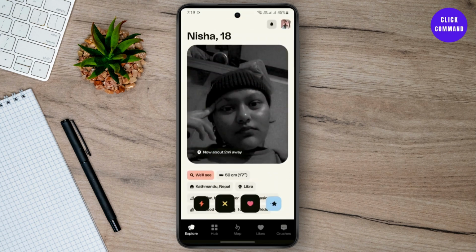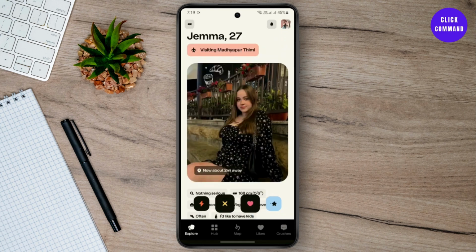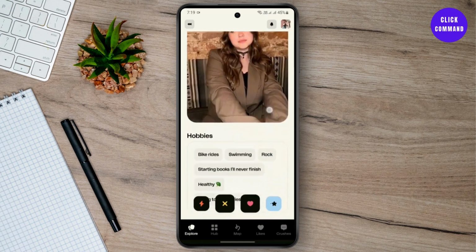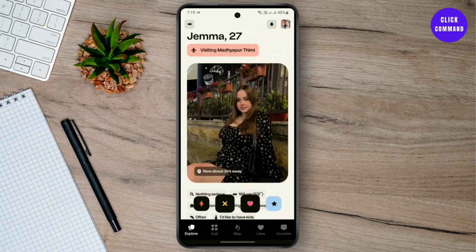You may just like the person or dislike the person. If you like the person, tap on the heart icon. If you don't, then tap on the cross, and the person will be swapped to another person. So in this way, you can scroll and look for people that you are interested in.